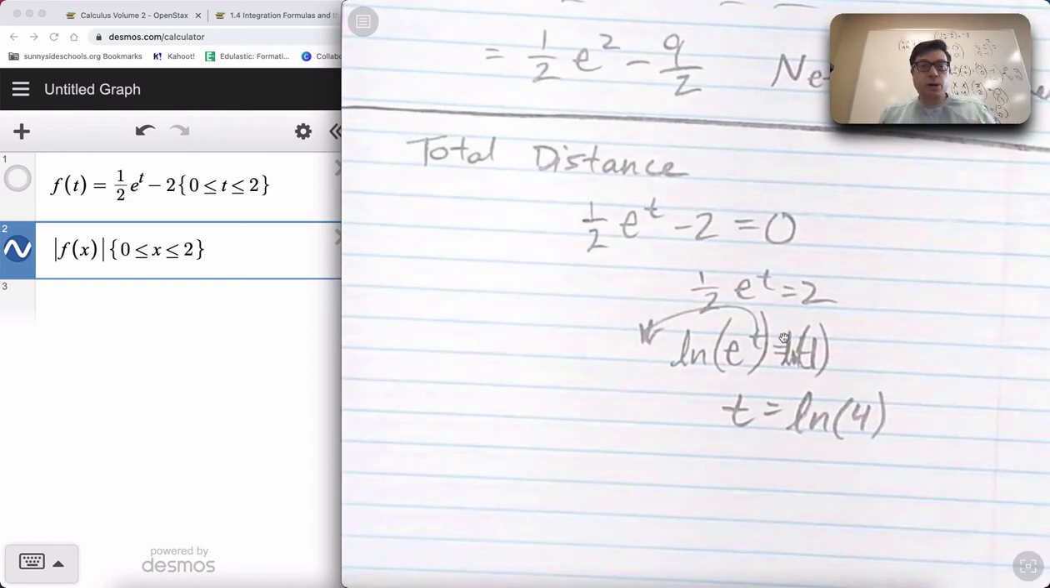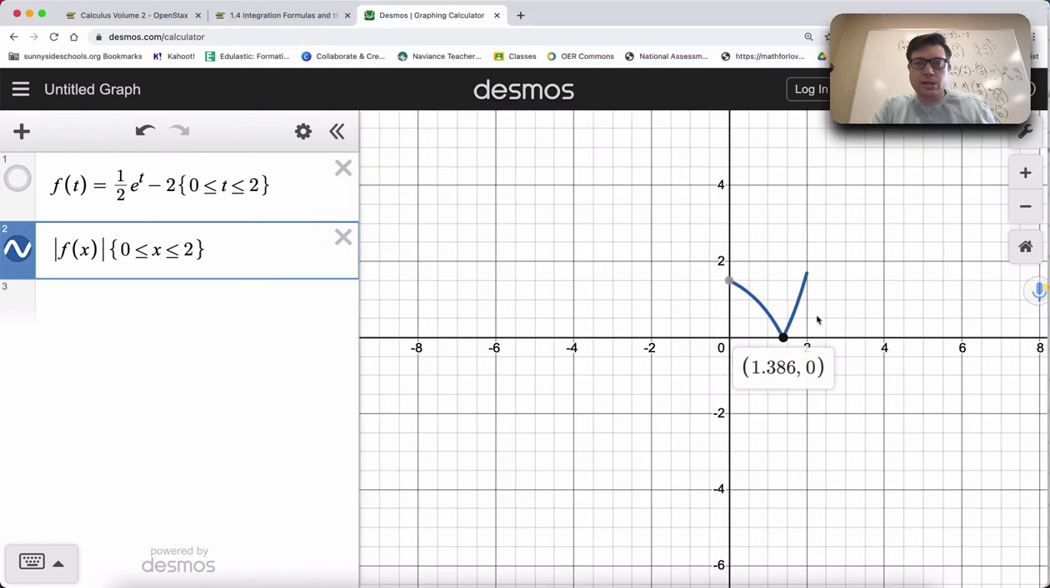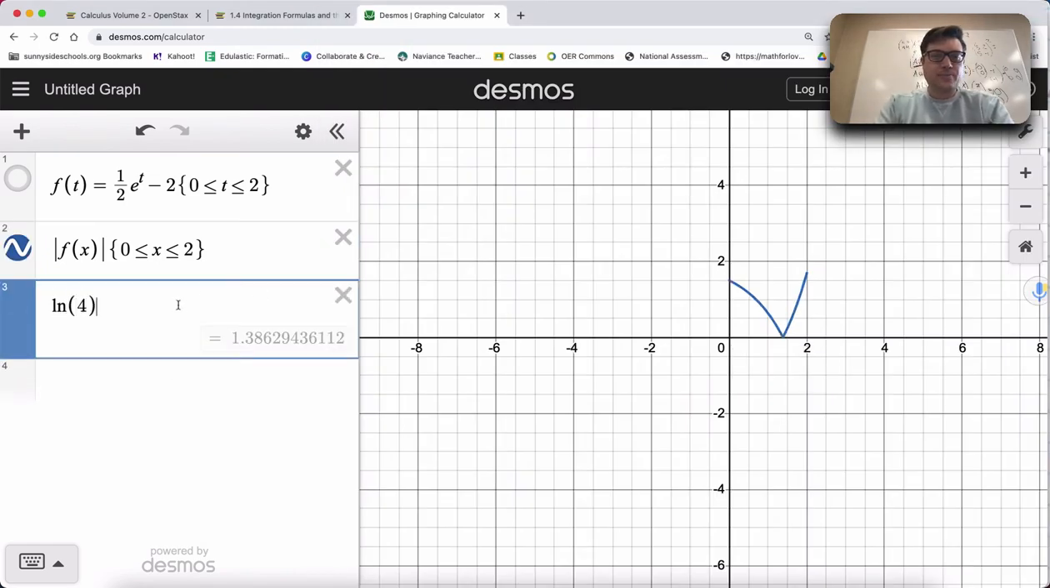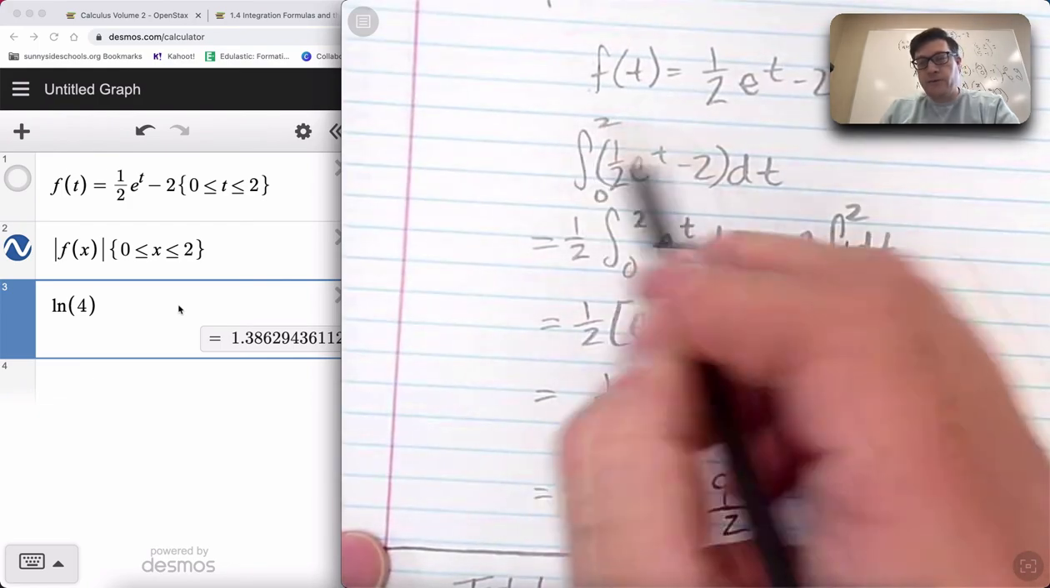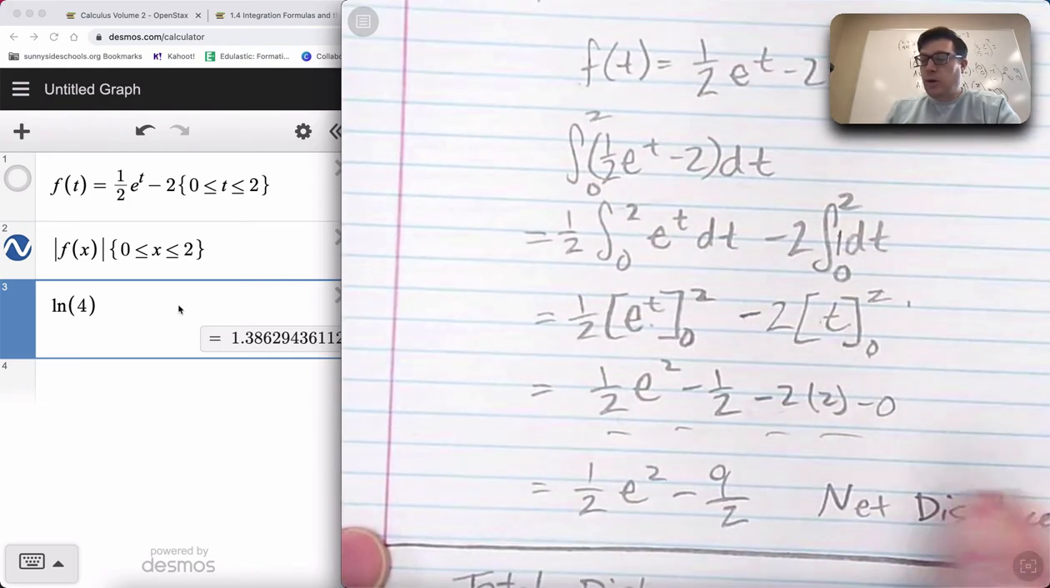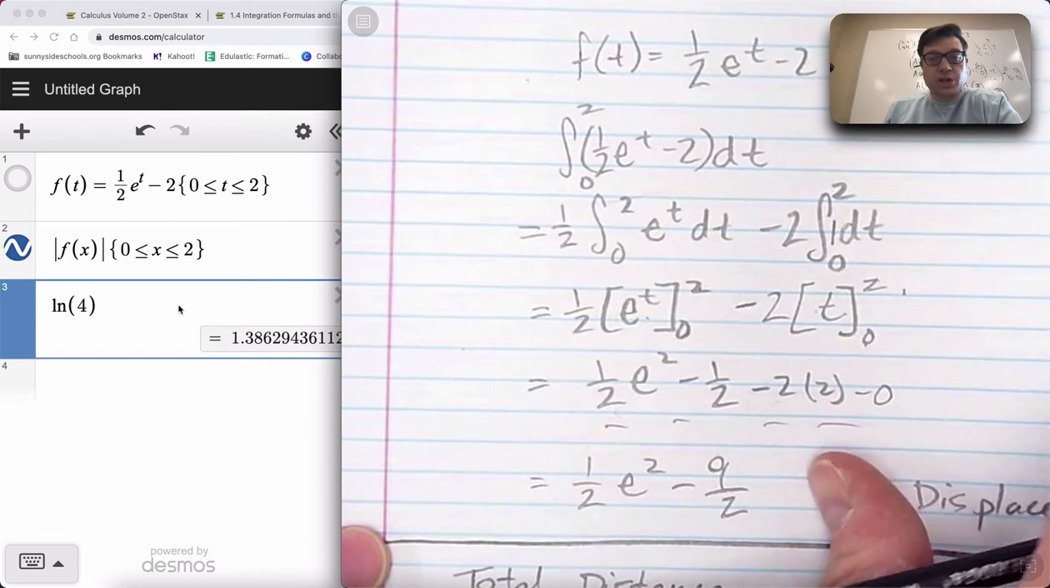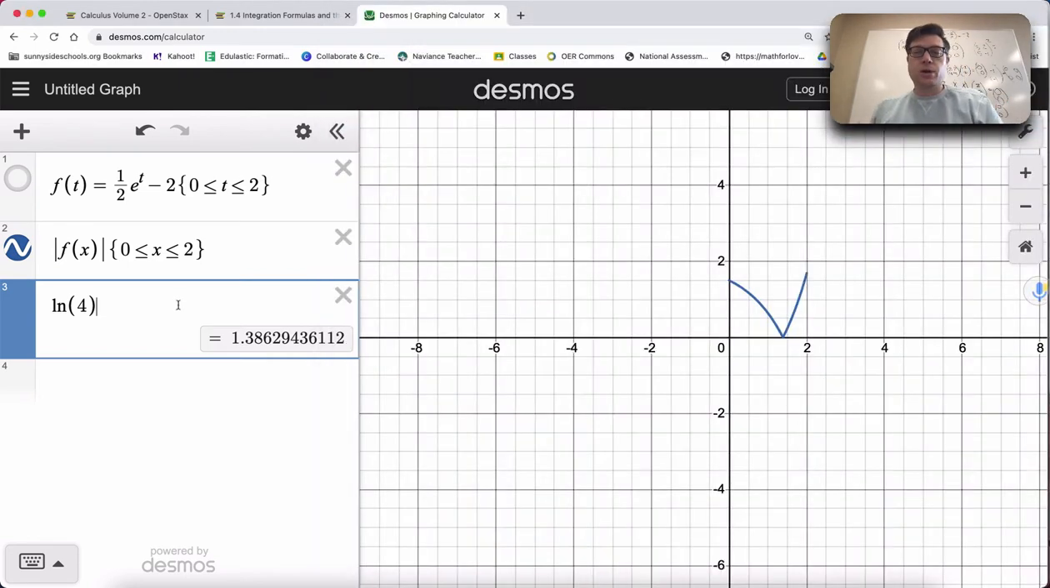Yeah, we should probably actually evaluate that. But I'm willing to bet it's pretty much 1.386. And it's 1.3863 if you want to be more accurate. More precise? More precise. So which should you use? Well, here's what we're going to do. We're going to take all of the work that we did up here for net displacement, and we're going to split the function into the two places where it's actually, well, this part it's negative and this part's positive.